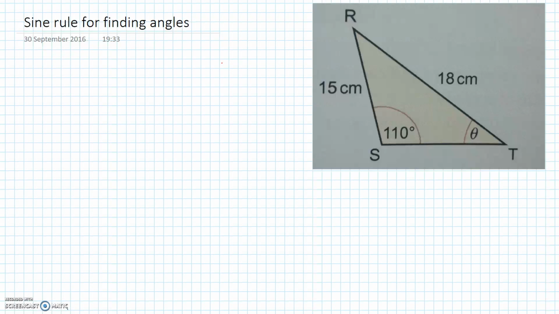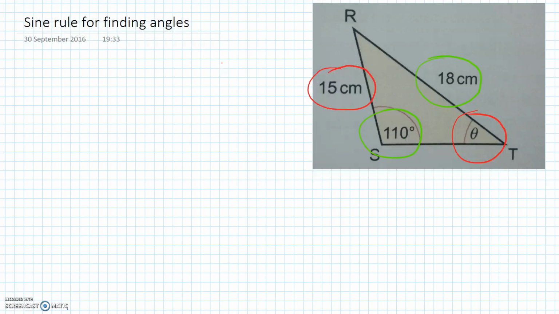Okay, in this video we're going to be looking at using the sine rule for finding angles. So for example, in this question we might be asked to find angle theta. And the first thing we notice is that angle theta is opposite to this side RS with the length of 15 centimeters. And the next thing we need to notice is that we've got another pair of opposing angle and side with 110 degrees opposite the length RT, which is 18 centimeters.